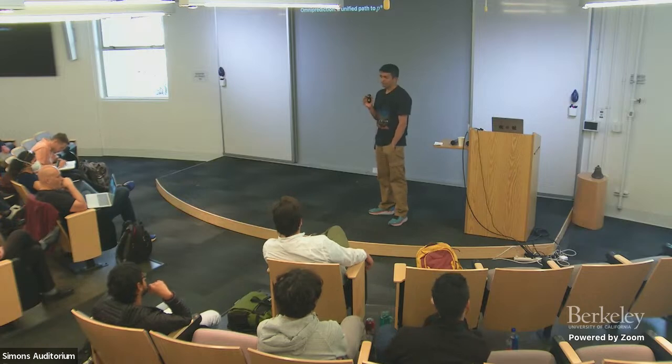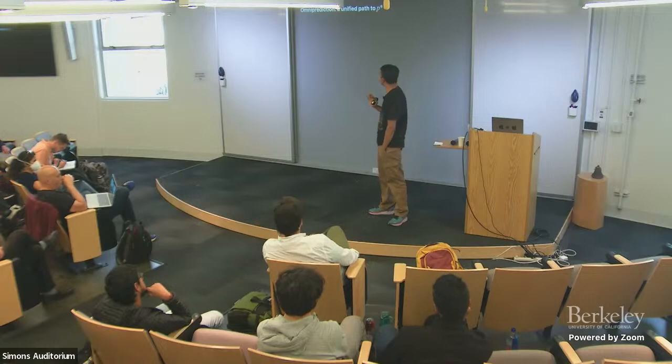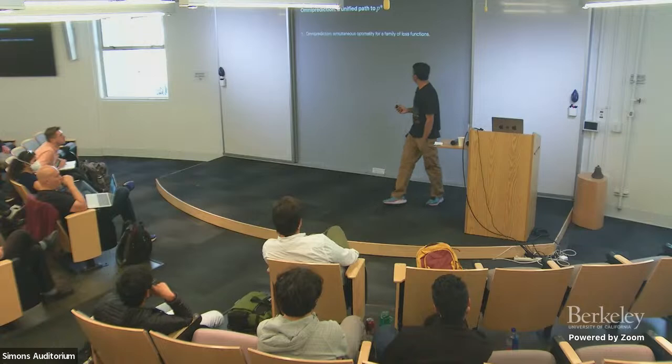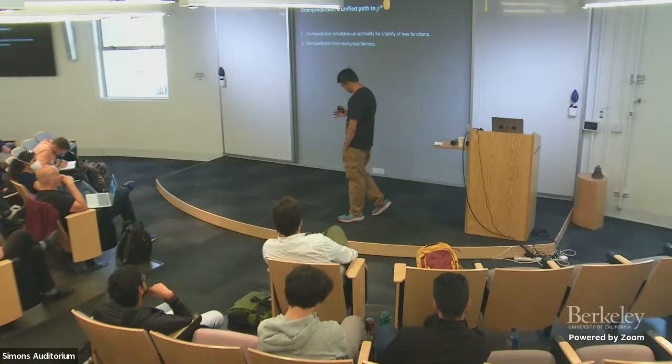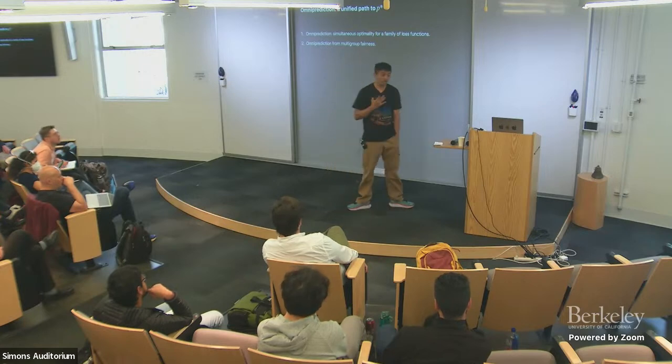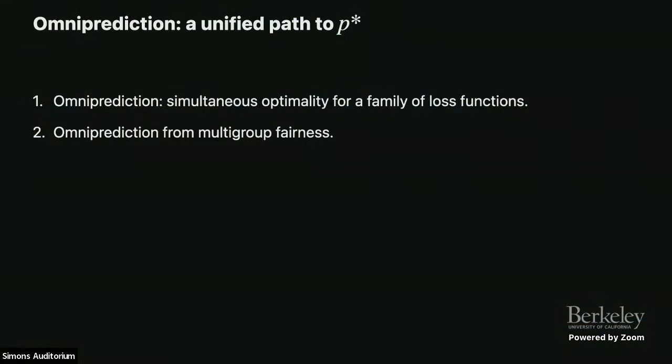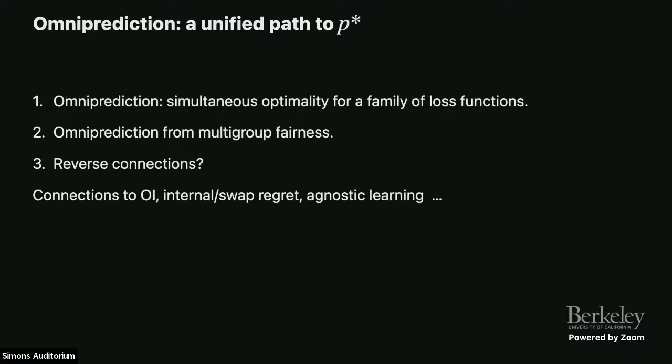So what is omniprediction? Omniprediction is a notion which provides a unified path to P star. It's a notion of simultaneous optimality for a family of loss functions, right? And the main, to give away the punchline of this talk, what we're going to talk about is how you can get omniprediction from multigroup fairness notions, the ones that Michael talked about earlier this morning. And then we're going to ask, well, this is kind of bizarre. Why did multigroup fairness show up in a setting where we're just talking about minimizing loss functions? Is there some inherent reason for this? Are there reverse connections between notions of omniprediction and multigroup fairness? And along the way, as advertised, you'll see a bunch of connections to notions like outcome indistinguishability, internal and swap regret from online learning, and agnostic learning.